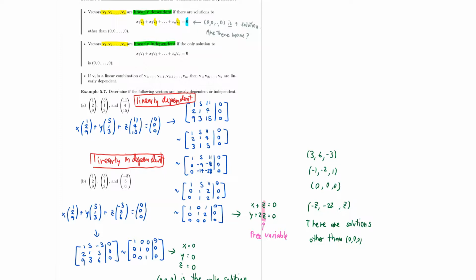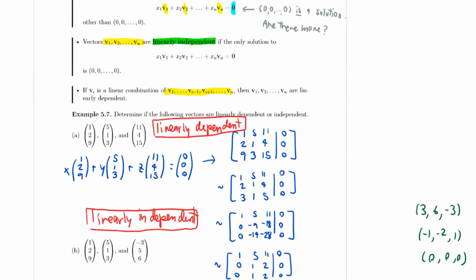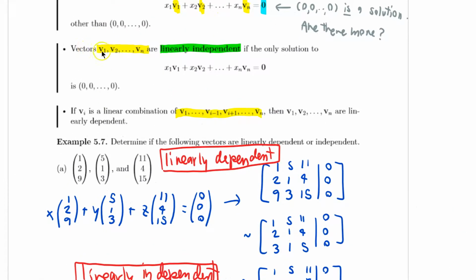And as you may have guessed, this is actually not a coincidence, because if we take a look at all the yellow guys, V1 to Vn here, if any one of them is a linear combination of the other guys, then that means all the yellow guys are going to be linearly dependent. So if we look at part A here, we have seen that the last guy here, 11, 4, 15, is actually a linear combination of the other two.